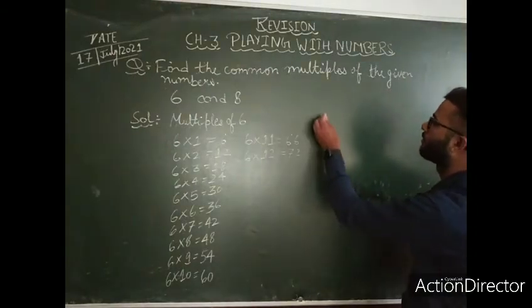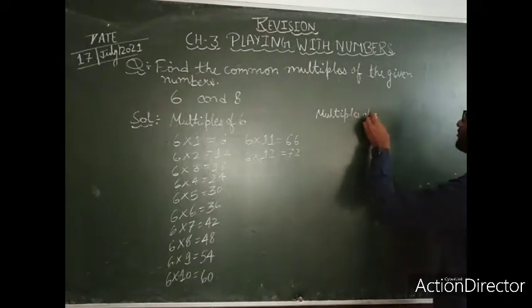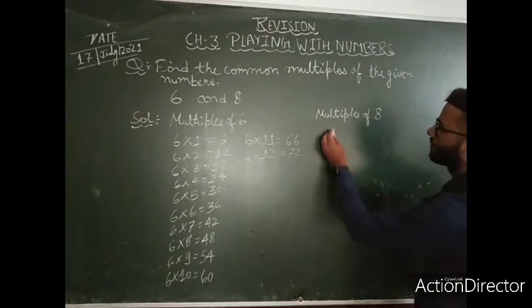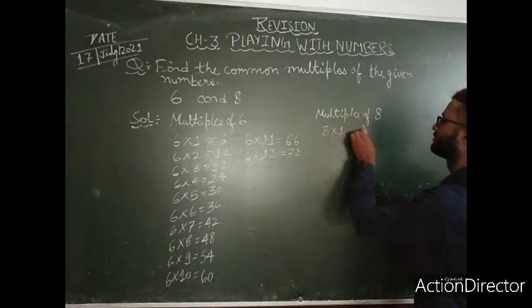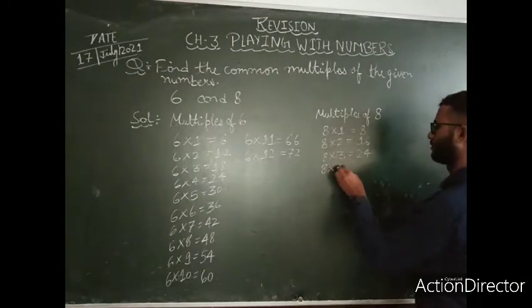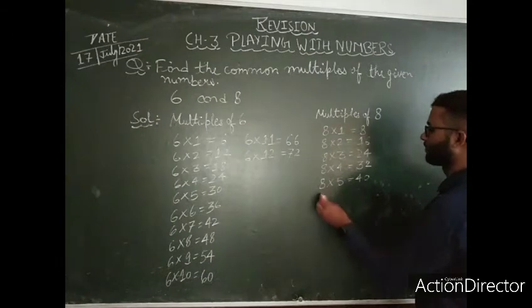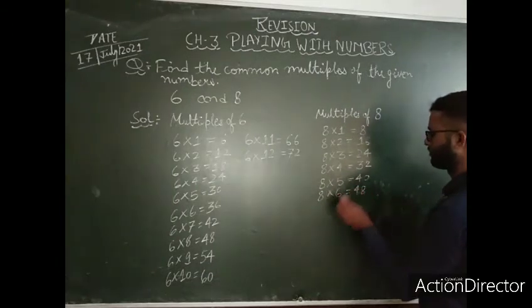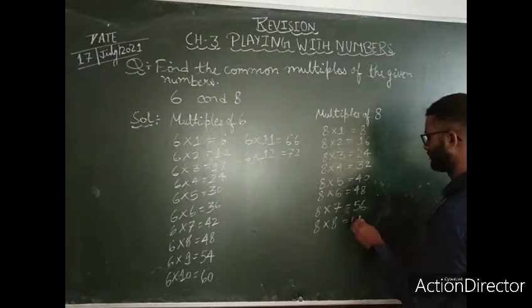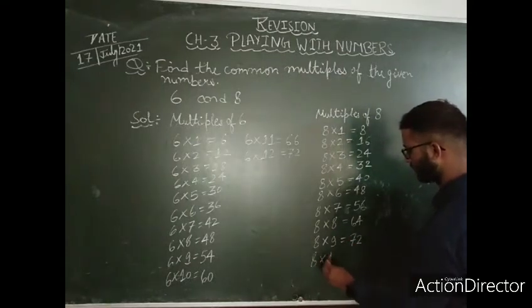Now we write multiples of 8 here. Okay, so now 8 multiplied by 1, 8 1s are 8, 8 2s are 16, 8 3s are 24, 8 4s are 32, 8 5s are 40, 8 6s are 48, 8 7s are 56, 8 8s are 64, 8 9s are 72, and 8 10s are 80.